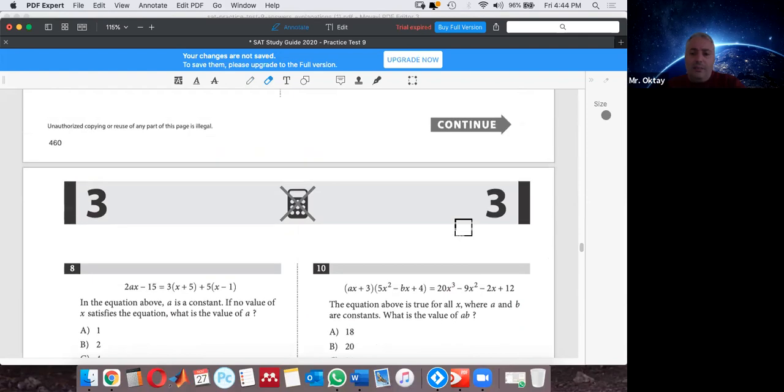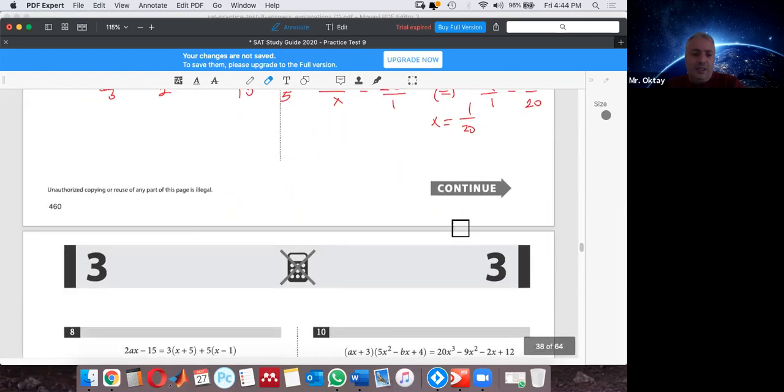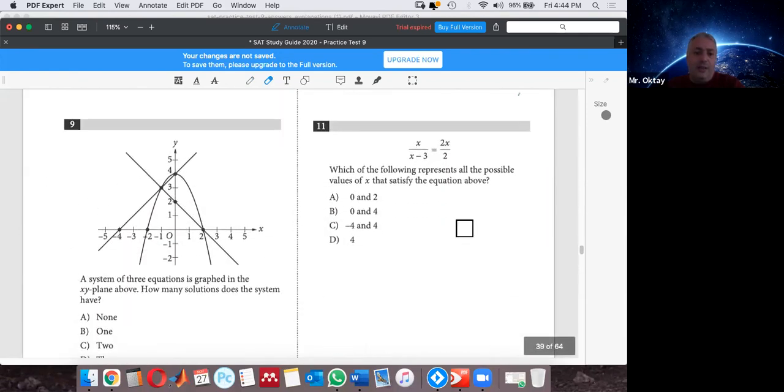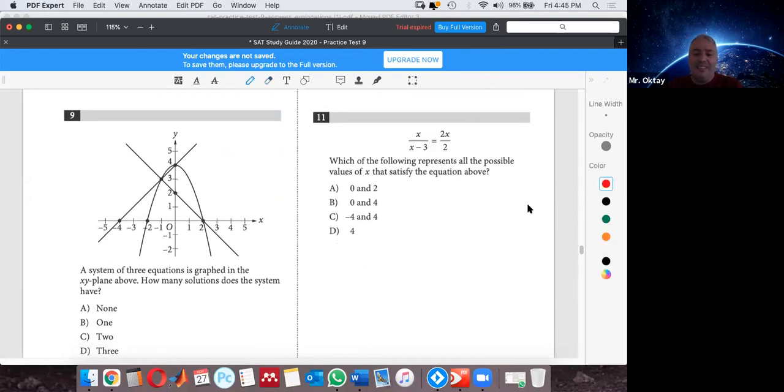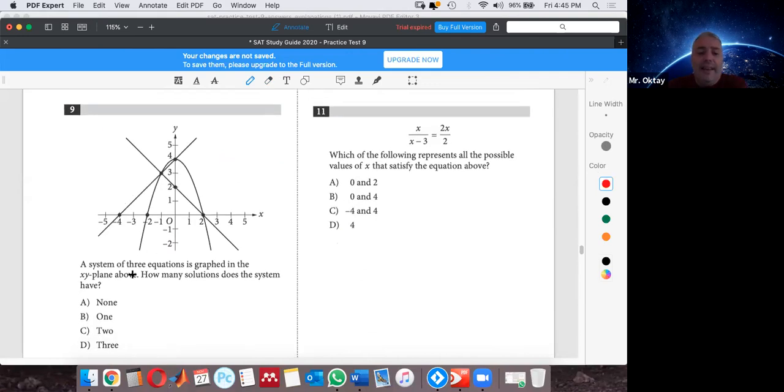Now, question number 9. Very good question. Very simple question. Look now. A system of 3 equations. Be careful, 3 equations, is graphed in the xy plane. How many solutions does the system have?